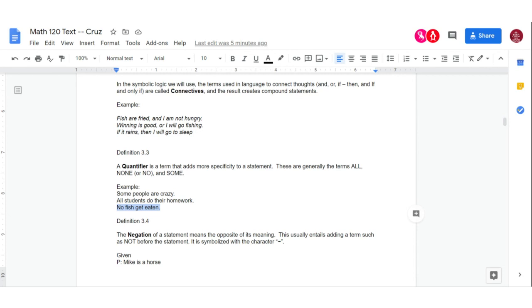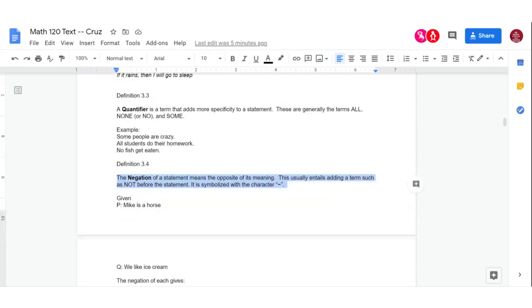Now, let's talk about this thing called the negation. The negation is kind of like a connective because it does change a statement, but it's the only one of these things that can be used on a single statement. So it's technically not a connective. All right. So it's just called the negation.